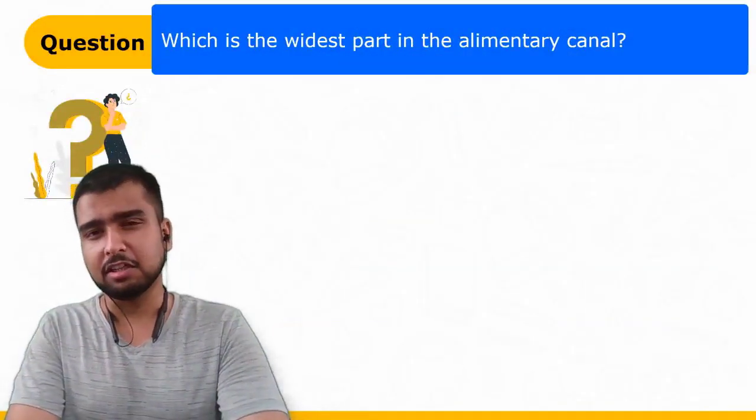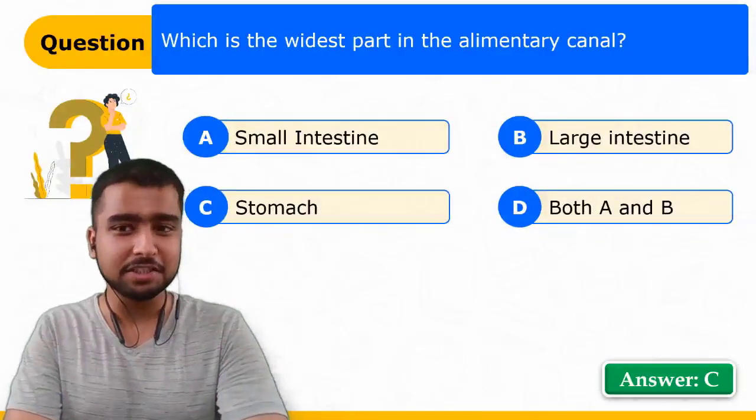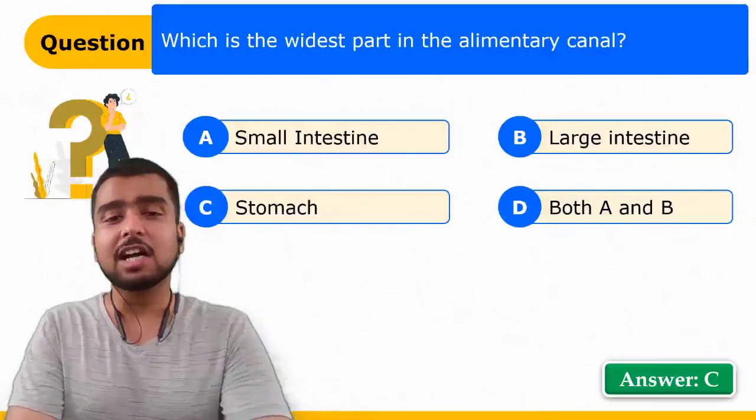Widest part of the alimentary canal. हाँ बेटा, ये क्वेश्चन थोड़ा सा इजी था. आई एम वेरी श्योर आप लोग भी अग्री करोगे कि स्टमक बेटा इज द लार्जेस्ट पार्ट.